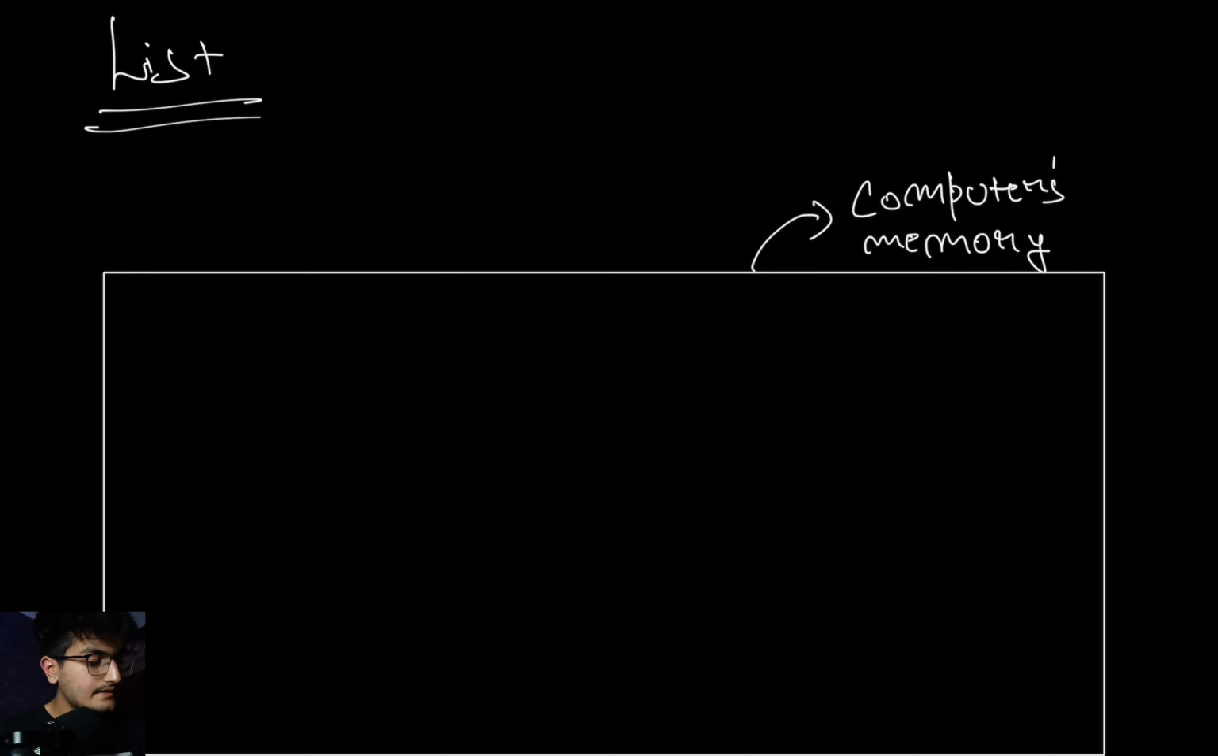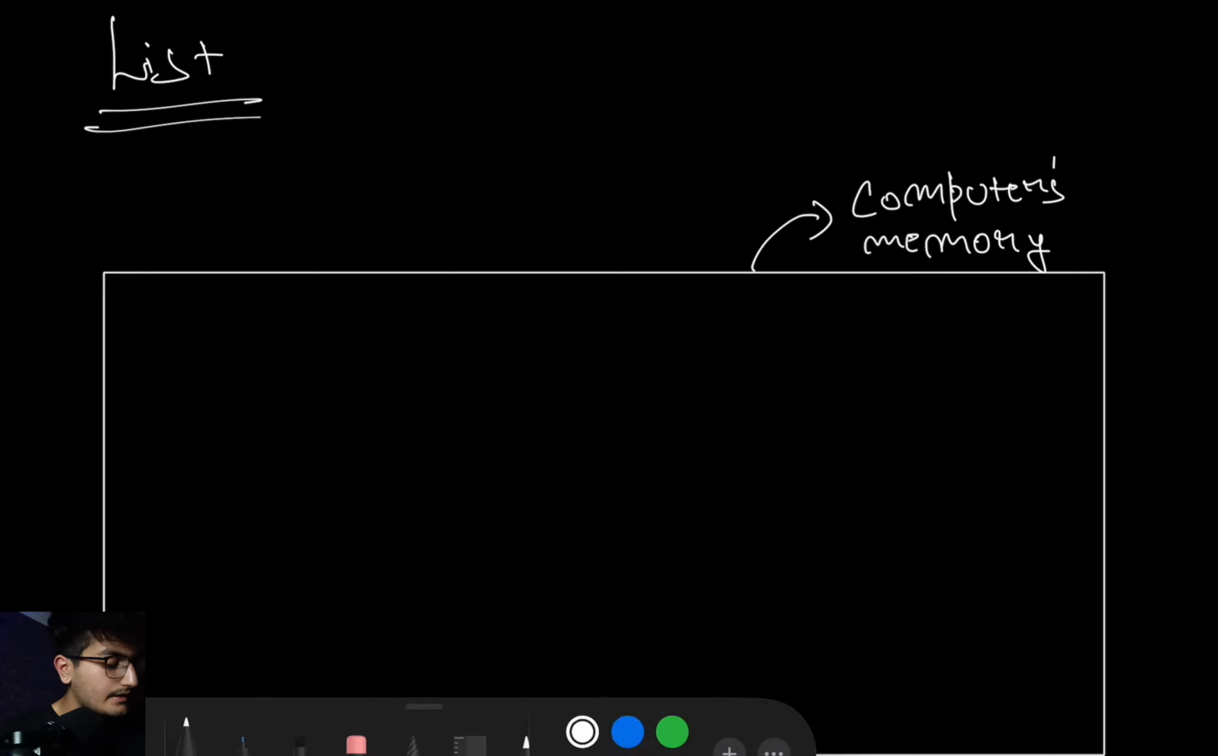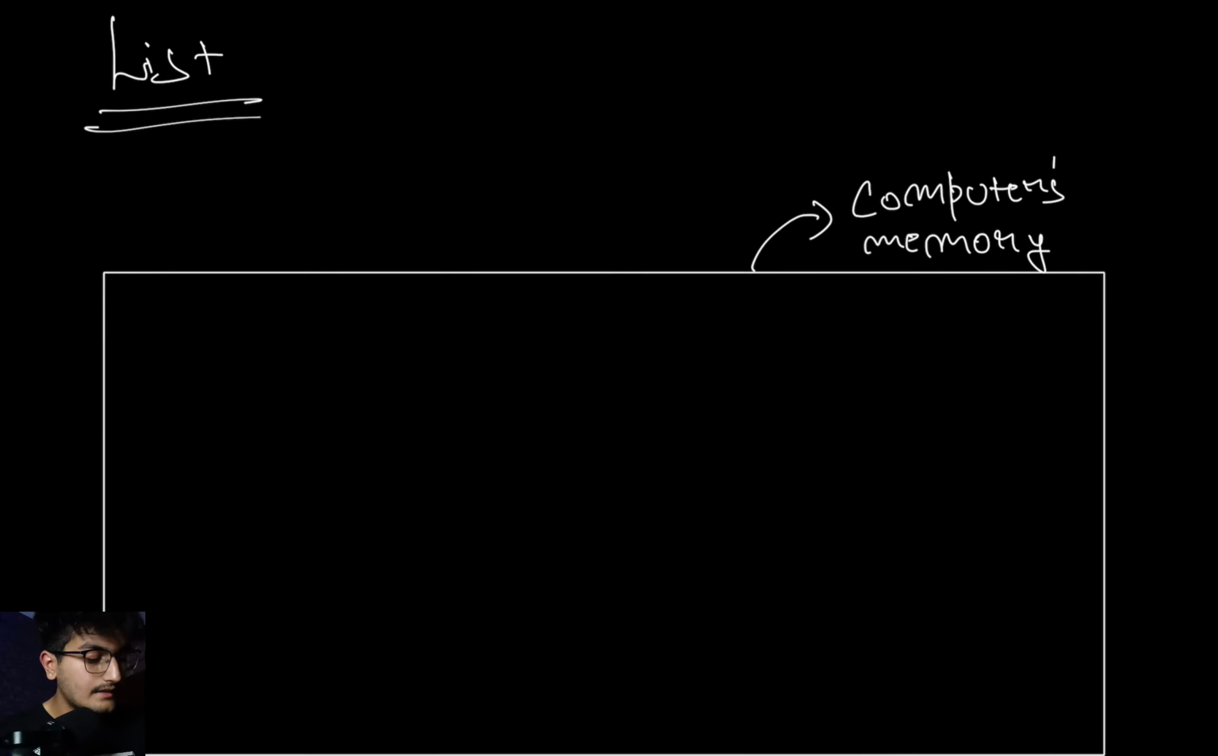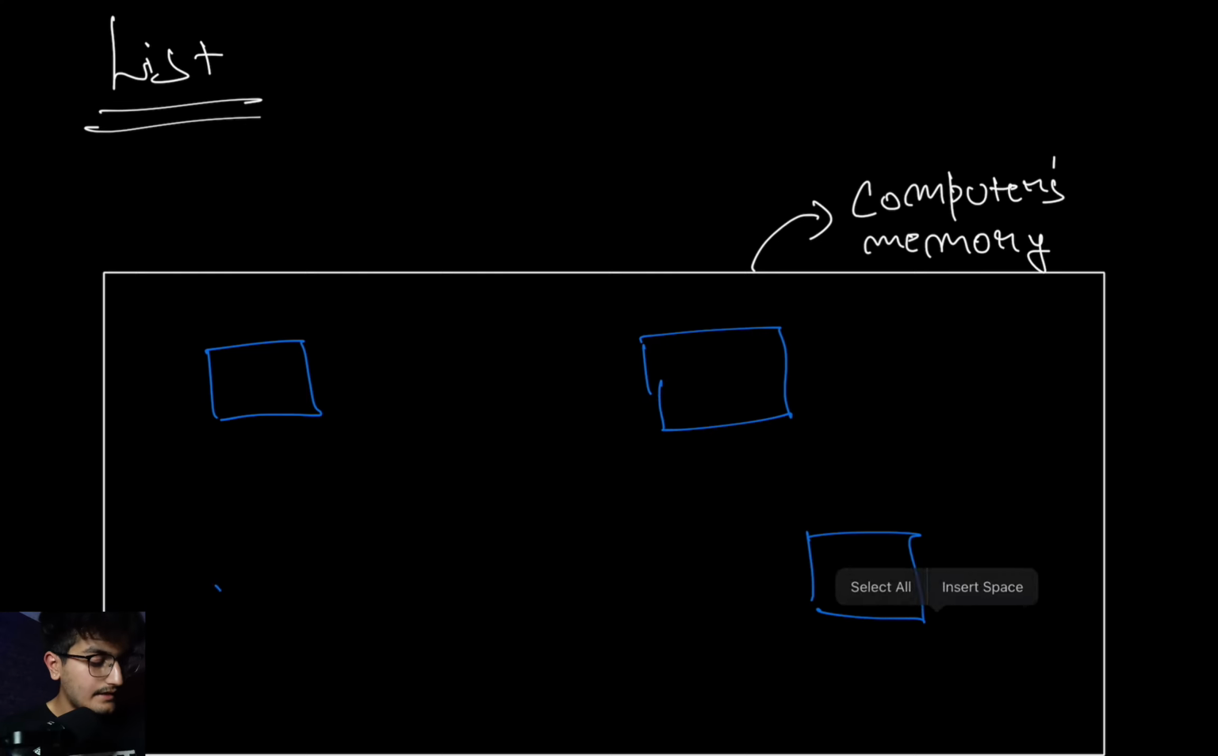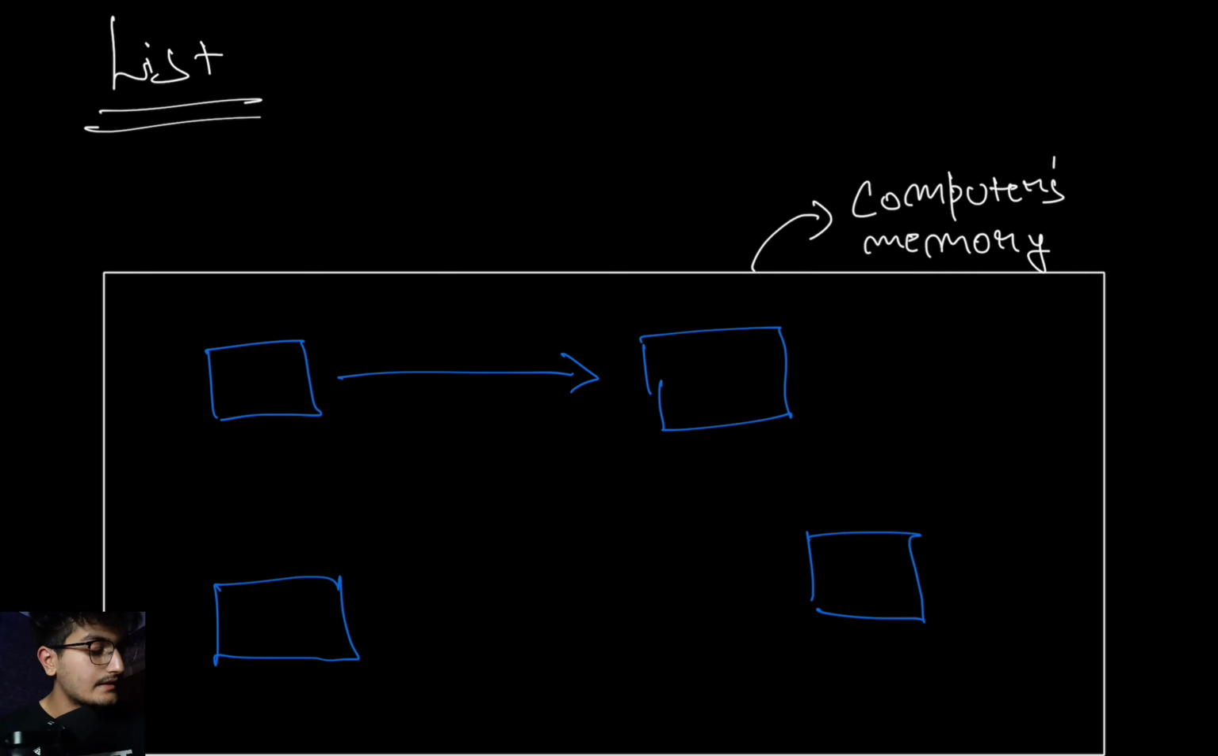Let's say this is our computer's memory, okay? And what exactly a list is, is that it is not contiguous. There are some chunks of memory available here, and what a list does is just link them together.